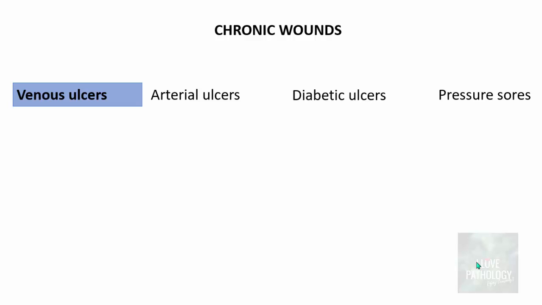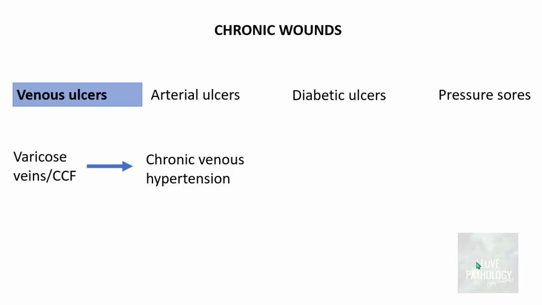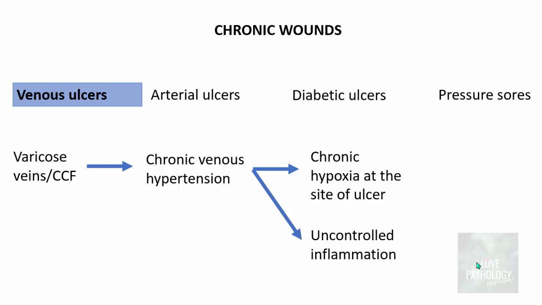Now let us understand the various chronic wounds. It could be venous ulcers, arterial ulcers, diabetic ulcers, and pressure sores. Firstly, venous ulcers. What are these venous ulcers? Particularly in individuals who have varicose veins or congestive cardiac failure, that would result in chronic venous hypertension. This chronic venous hypertension further leads to chronic hypoxia at the site of ulcer, or it could also have uncontrolled inflammation at that site. So because of these two factors, ultimately there will be failure to heal, and that will result in the formation of venous ulcers or chronic wounds.